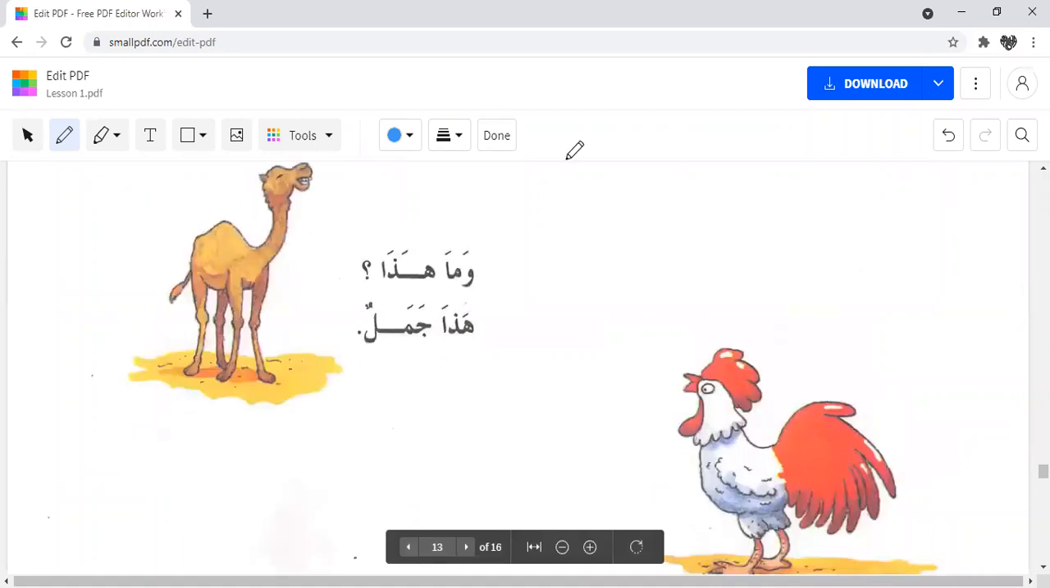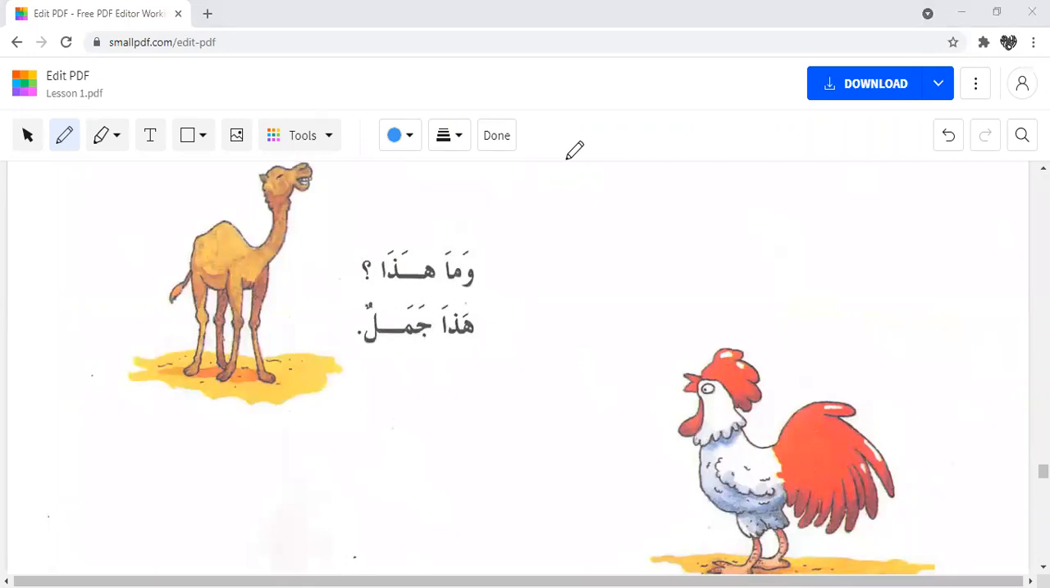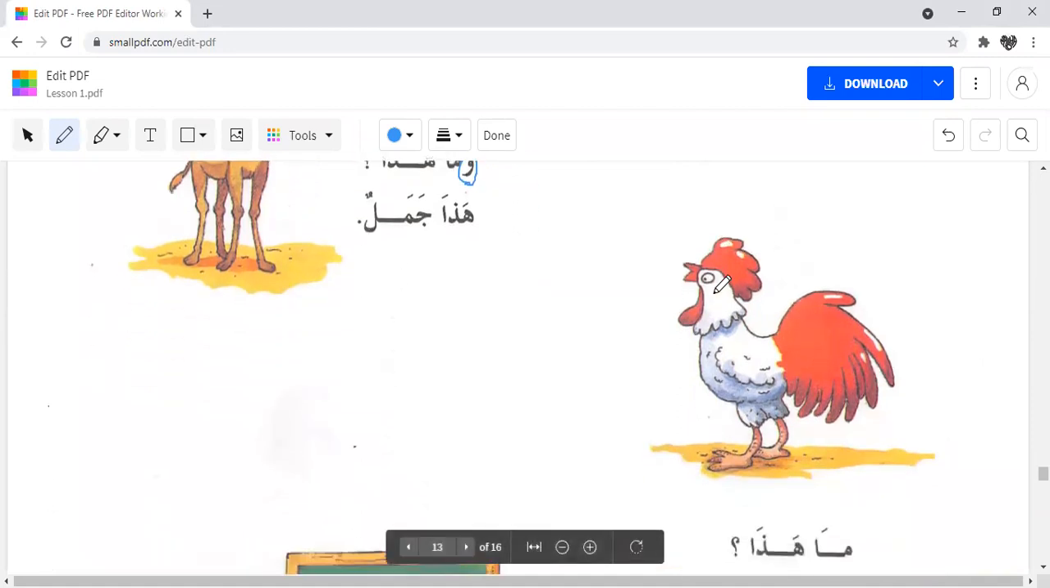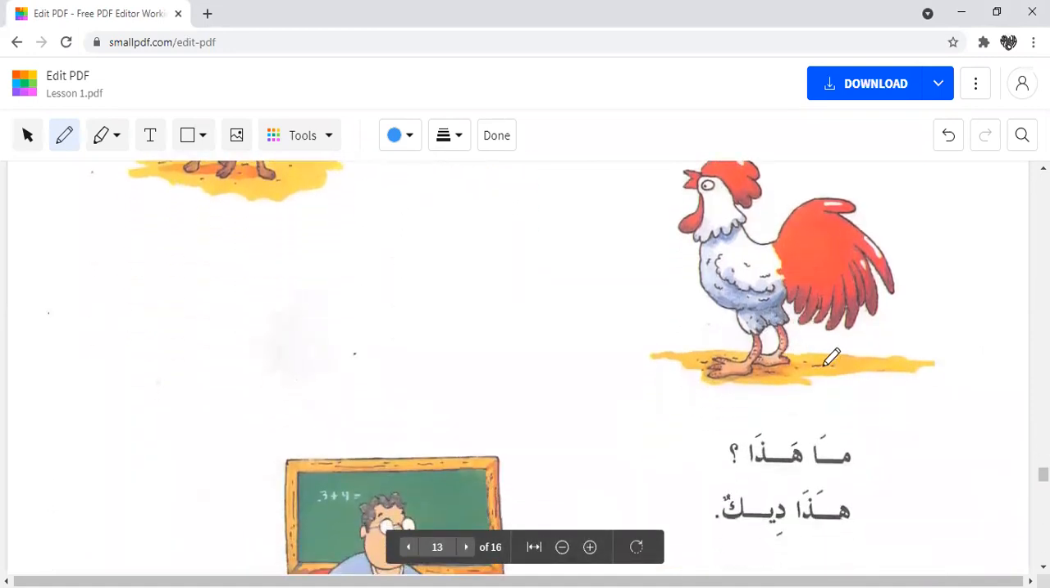Layla Ahmed? Assalamu alaikum warahmatullahi wabarakatuh. Can you please read? Man hada, and what is this? Hada jamalun. This is a camel. This is a camel. Very good. So now we have a new word here. Wa means and, okay? So wa is and. And what is this? Okay. Can you read this as well, please?